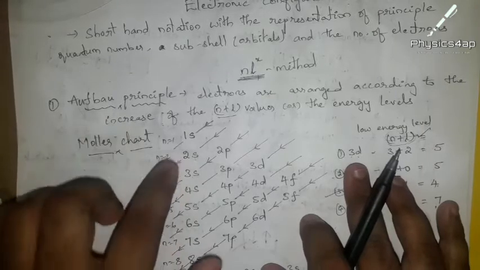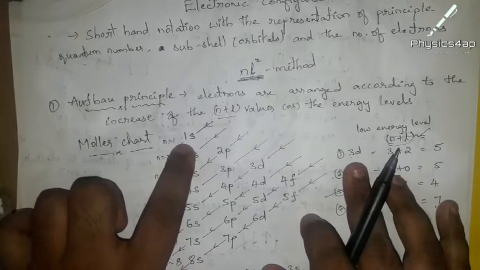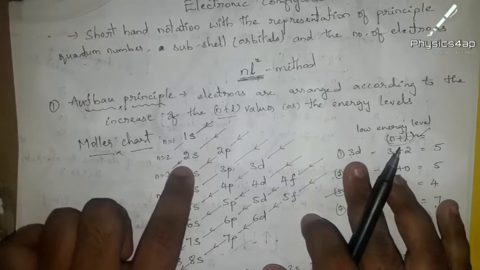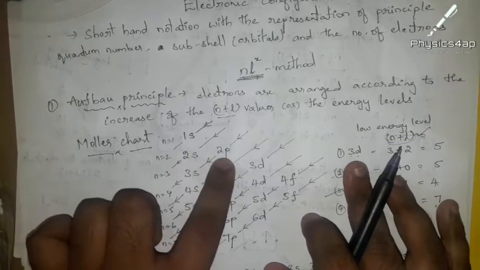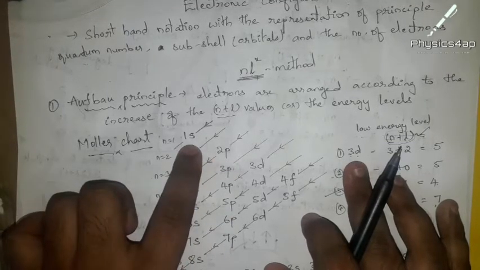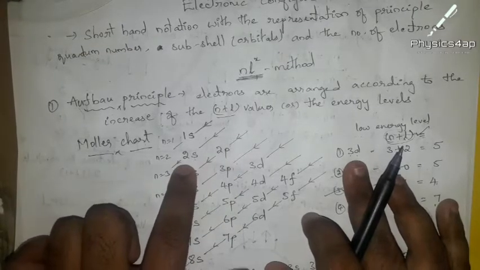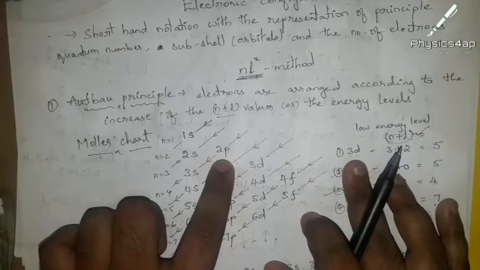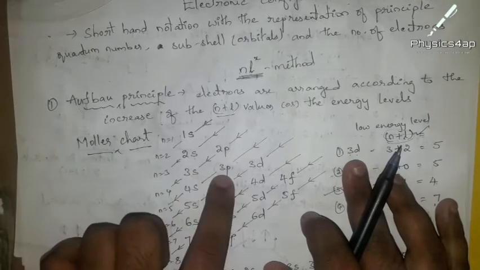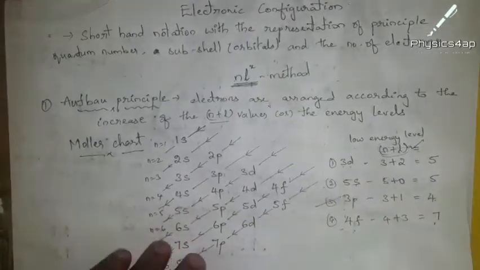And we have to follow the Aufbau principle. That is, the 1s should be completed, then only it should enter the 2s. Without completing 2s, it should not go into 2p. That is, after completion of 1s, we cannot go directly into 2p. We have to complete the 2s, then only we can go to 2p, then 3s, then 3p. That means it should maintain an order over here.